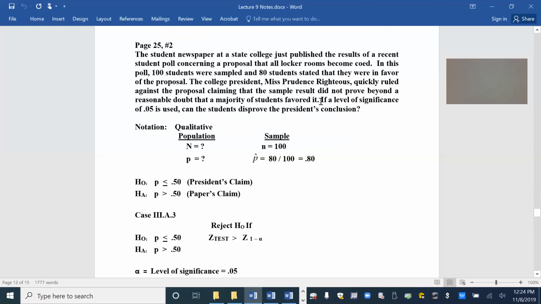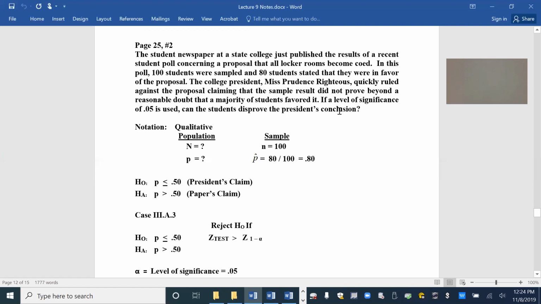In fact, she claimed that an excessive amount of business students were polled. Known perverts were polled as part of this study. If the level of significance of 0.05 again is used, can the students disprove the president's claim?